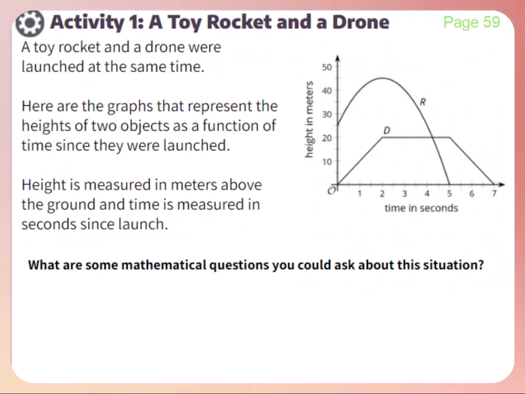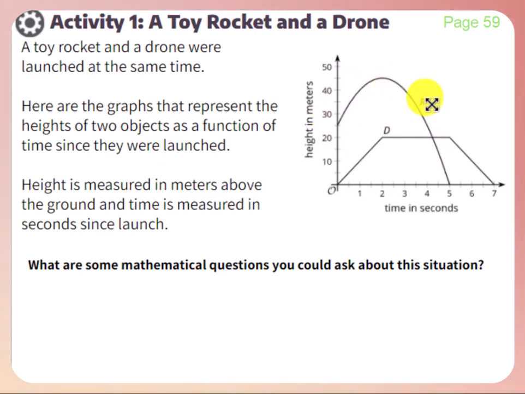Activity 1 on page 59, we have a toy rocket and a drone. Now the problem states that a toy rocket and a drone were launched at the same time. So we're going to start at the time of 0 where they're both launched. So we can see that this curve goes up and it goes down. It represents one of those, either the drone or the rocket.